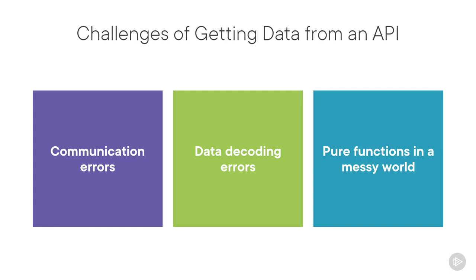The third challenge is about Elm itself. Elm uses pure functions, which means those functions always return the same output for a certain input, which prevents a lot of bugs. However, the real world is messy. For example, sending the same HTTP call a few times can return different results. Overall, Elm needs ways to handle these three challenges.